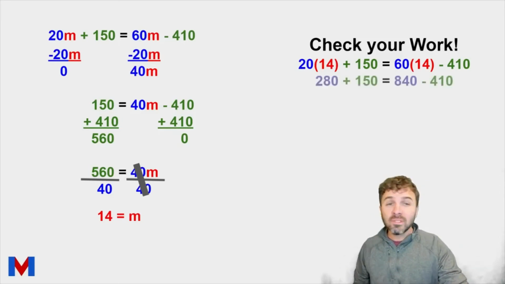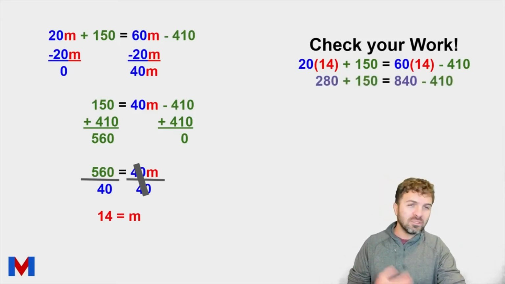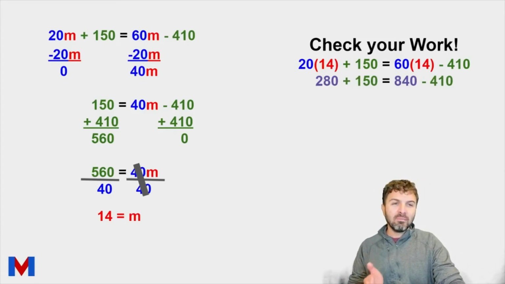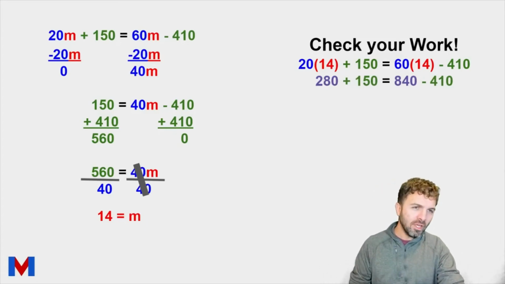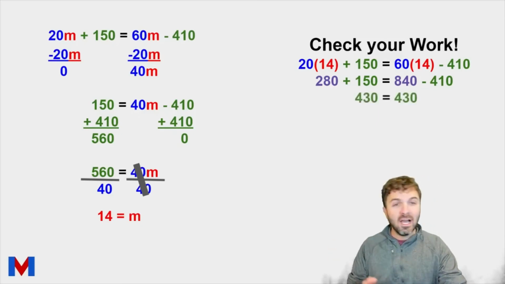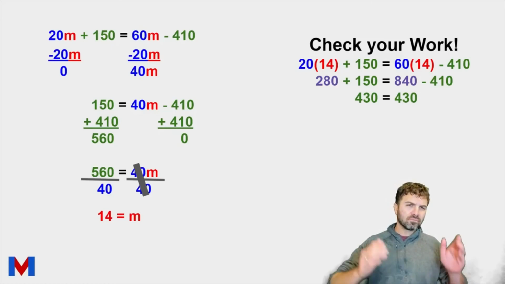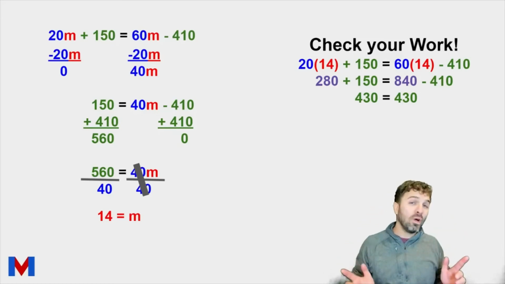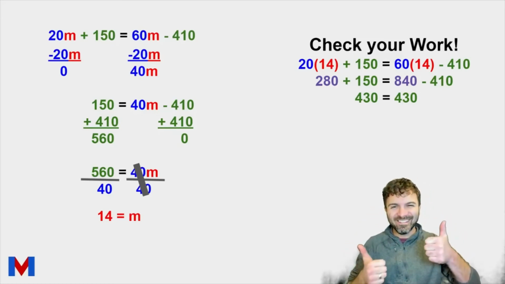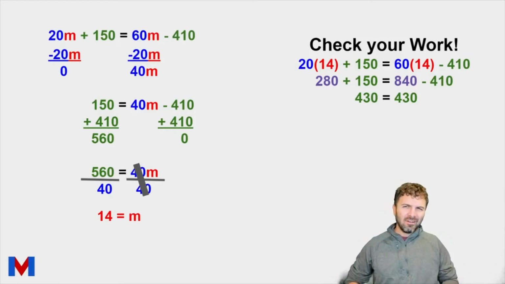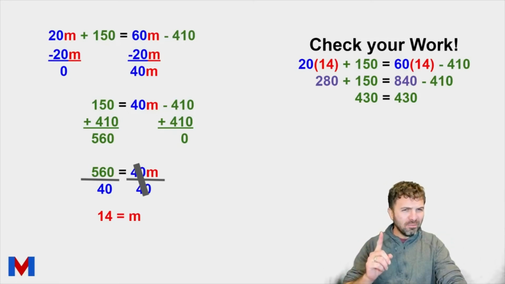So 20 times 14 is 280. We saw the plus 150, we'll save that for later. 60 times 14 is 840. And then we have the minus 410, which we'll do later. By later, I mean now. I'm going to simplify those. I get 430 equals 430. They're both equal, and that's what we wanted. That means we did good, okay? All right, let's go check one more example, okay?